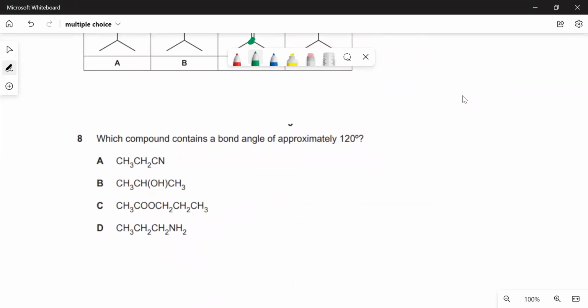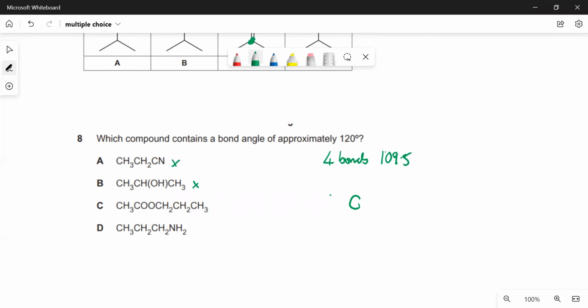Which compound contains a bond angle of approximately 120? Right, now, in order to have that, one of our carbons really has got to be forming a double bond, okay? Because if it's forming 4 bonds, of course, the bond angle is going to be tetrahedral shape. It's going to be 109.5. So we want one with a double bond in it. Well, A's got a triple bond, but no double, so that's not right.